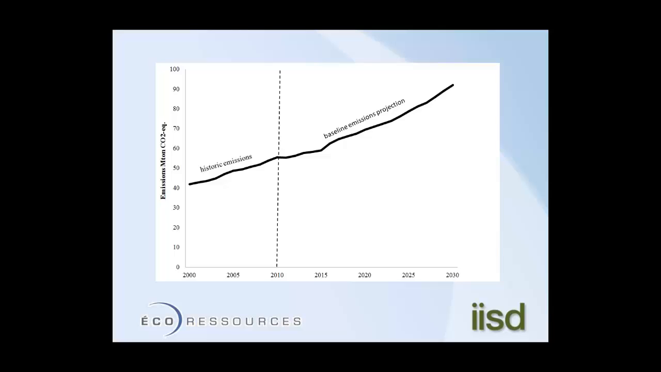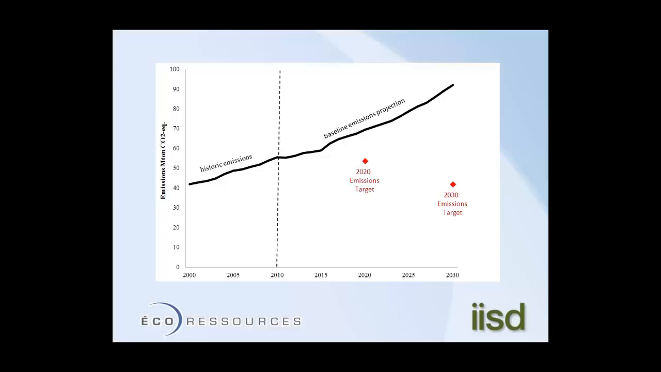So in this example, we can see emissions are increasing from their level in 2010 of 55 megatons all the way to 92 megatons in 2030. And this black line from 2010 is essentially the business as usual or counterfactual case that we would then use to assess any nationally appropriate mitigation actions.